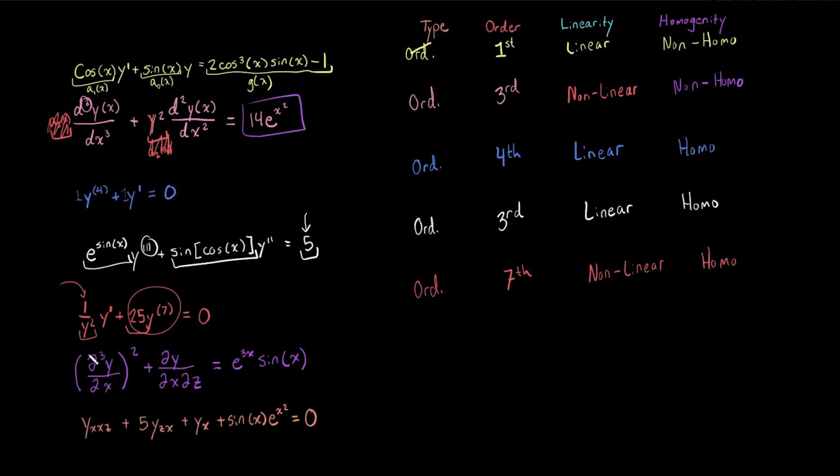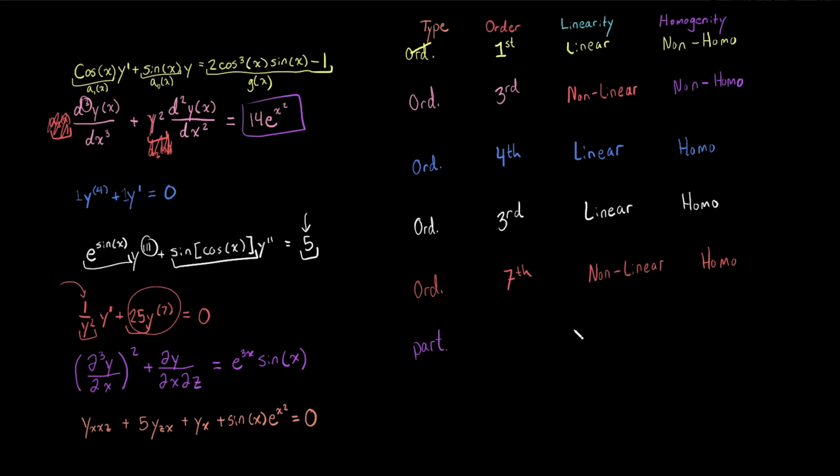We'll notice that we have the third partial of y with respect to x to the second power plus the partial of y with respect to x and z is equal to e to the 3x times sine of x. If we look at our type here, this is an ordinary differential equation that's actually quite inordinary. We call it a partial differential equation.